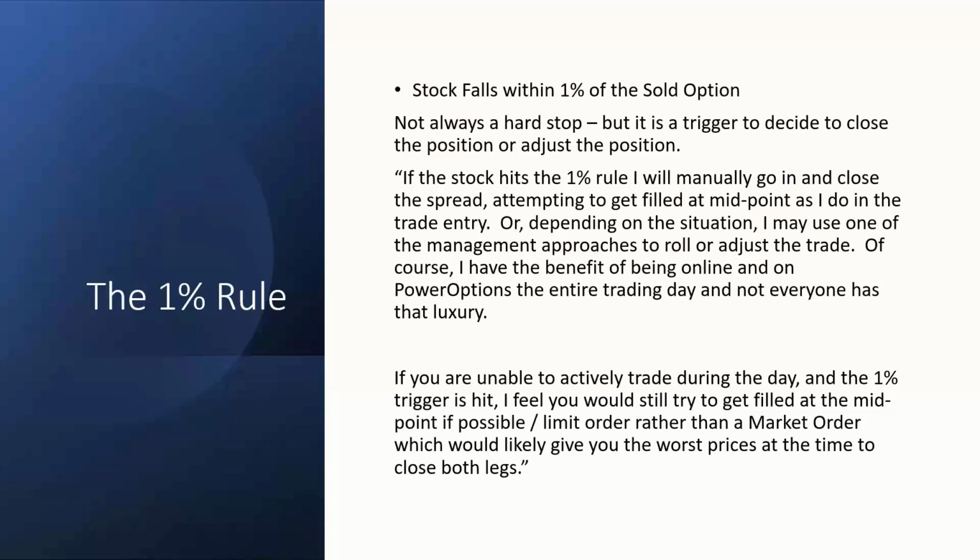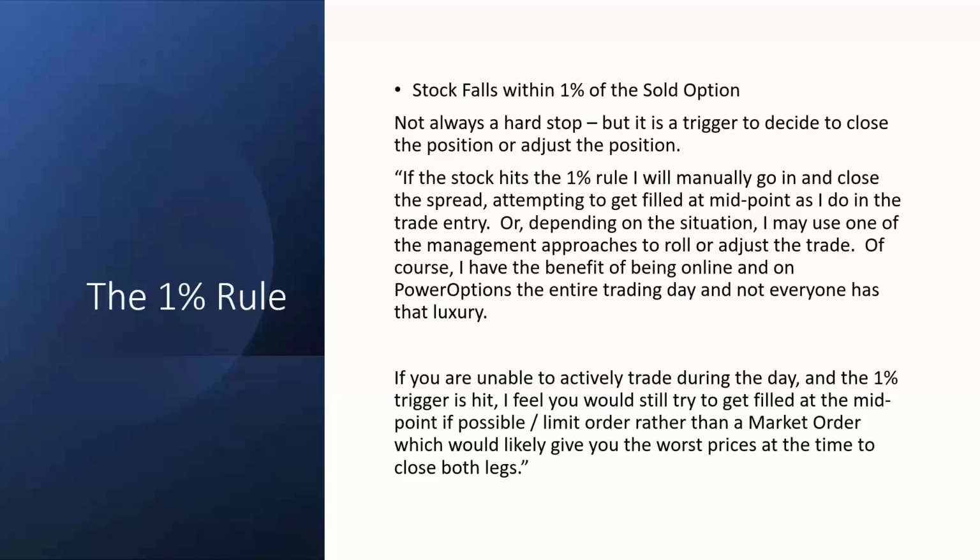If you are unable to actively trade during the day, which I think is Len's issue, he's not watching his computer screens all day, and the 1% trigger is hit, if you're using that as a hard stop at your broker, I feel you would still try to get filled at the midpoint if possible. Mike, you said you might try to use the mark plus the limit or something along those lines. I prefer to use a limit order if I could, though I'm not going to know the exact prices depending on how the IV fluctuated. If this just happens suddenly during the trading day, market ends on a bad note, the Fed chair says something and it causes that last hour of trading to decline and I hit my 1% and I'm already out for the day, something along those lines.